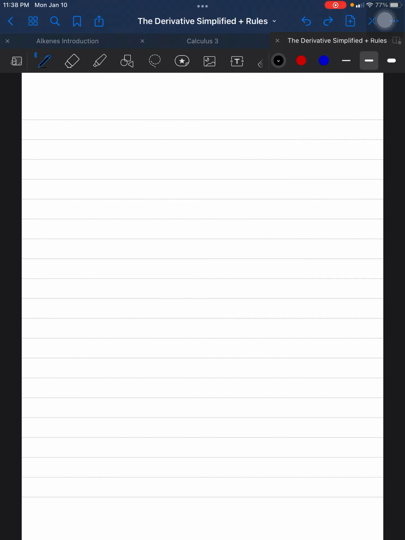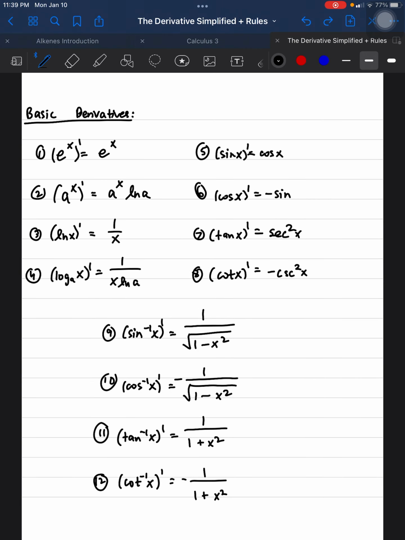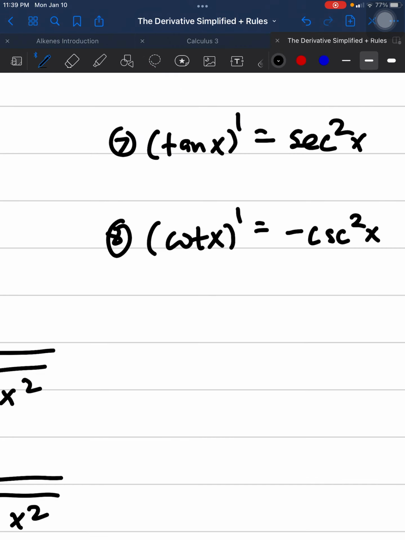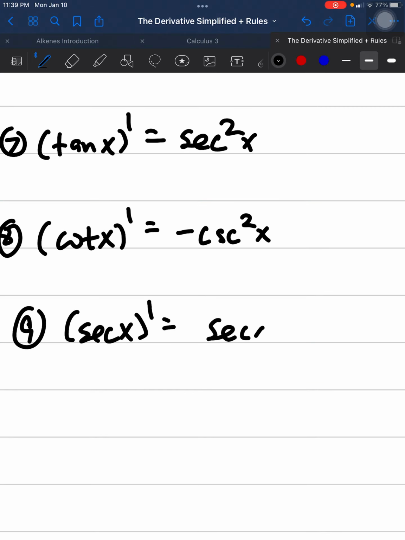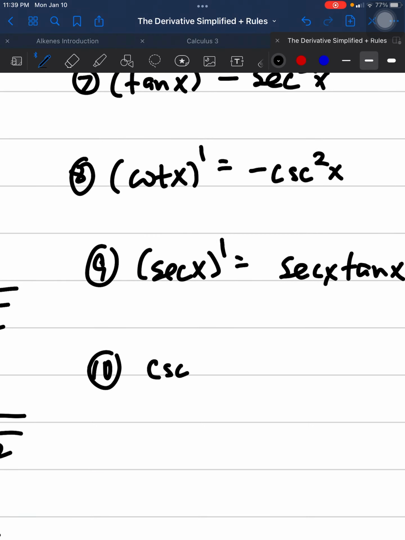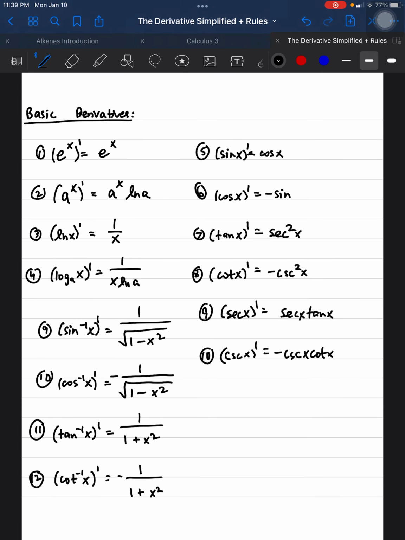And now for basic derivatives, there were some trig derivatives that I forgot to add in, which were secant and cosecant. So I'm going to add them in right here. So the derivative of secant x is just simply secant x tangent x. Derivative of cosecant x is simply negative cosecant x cotangent x.